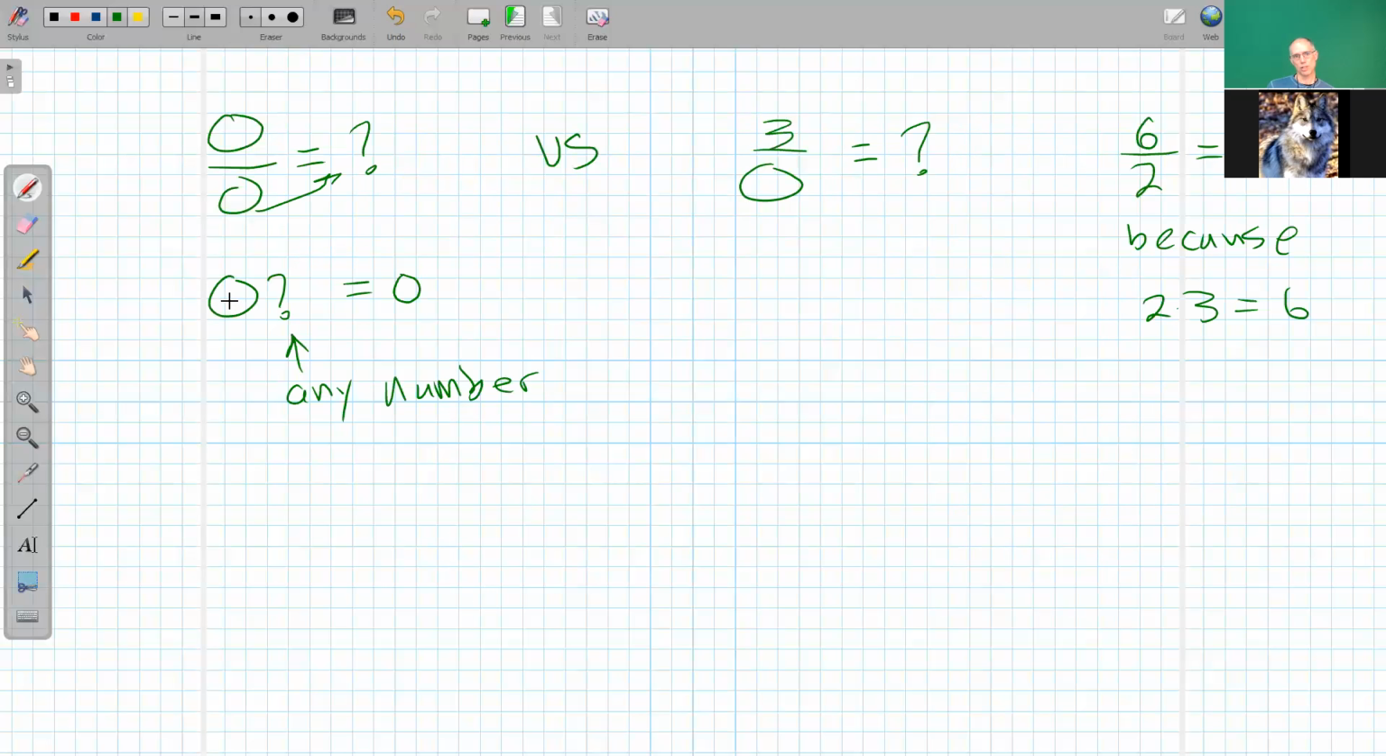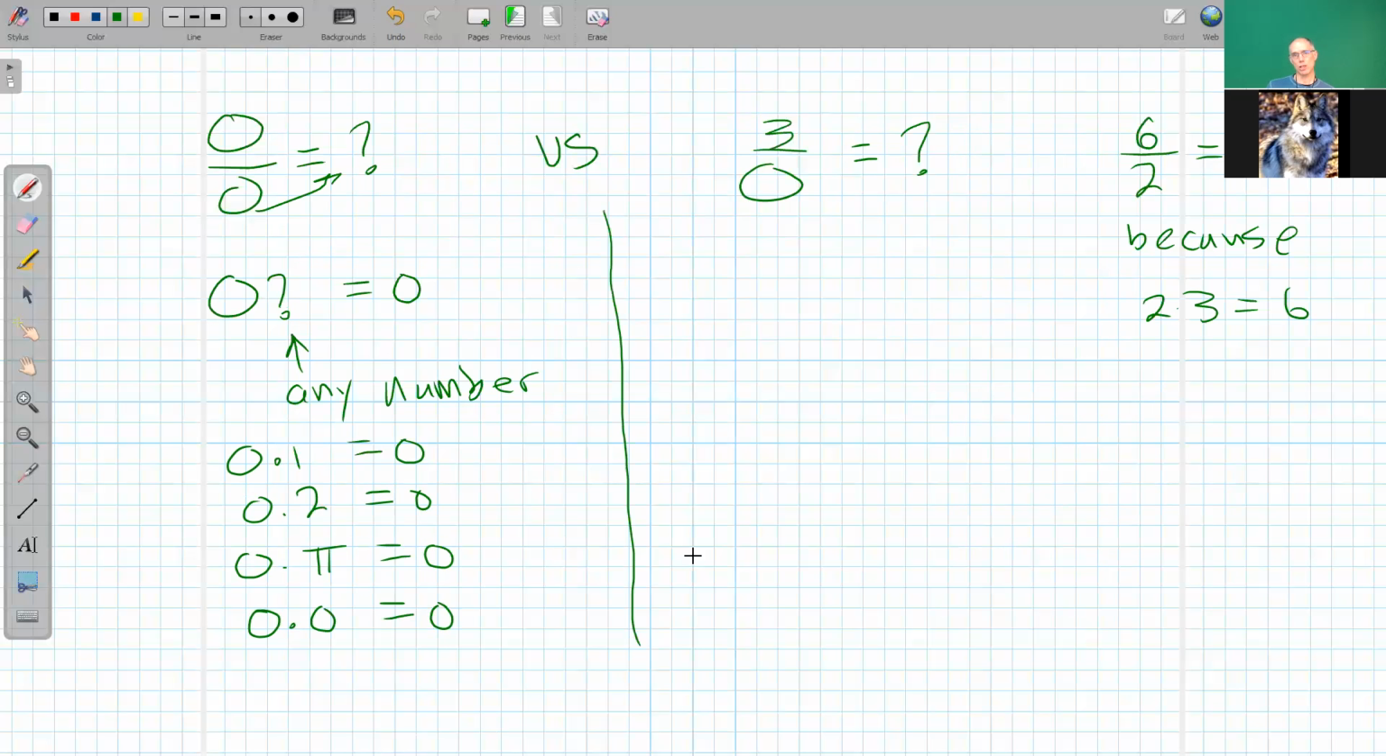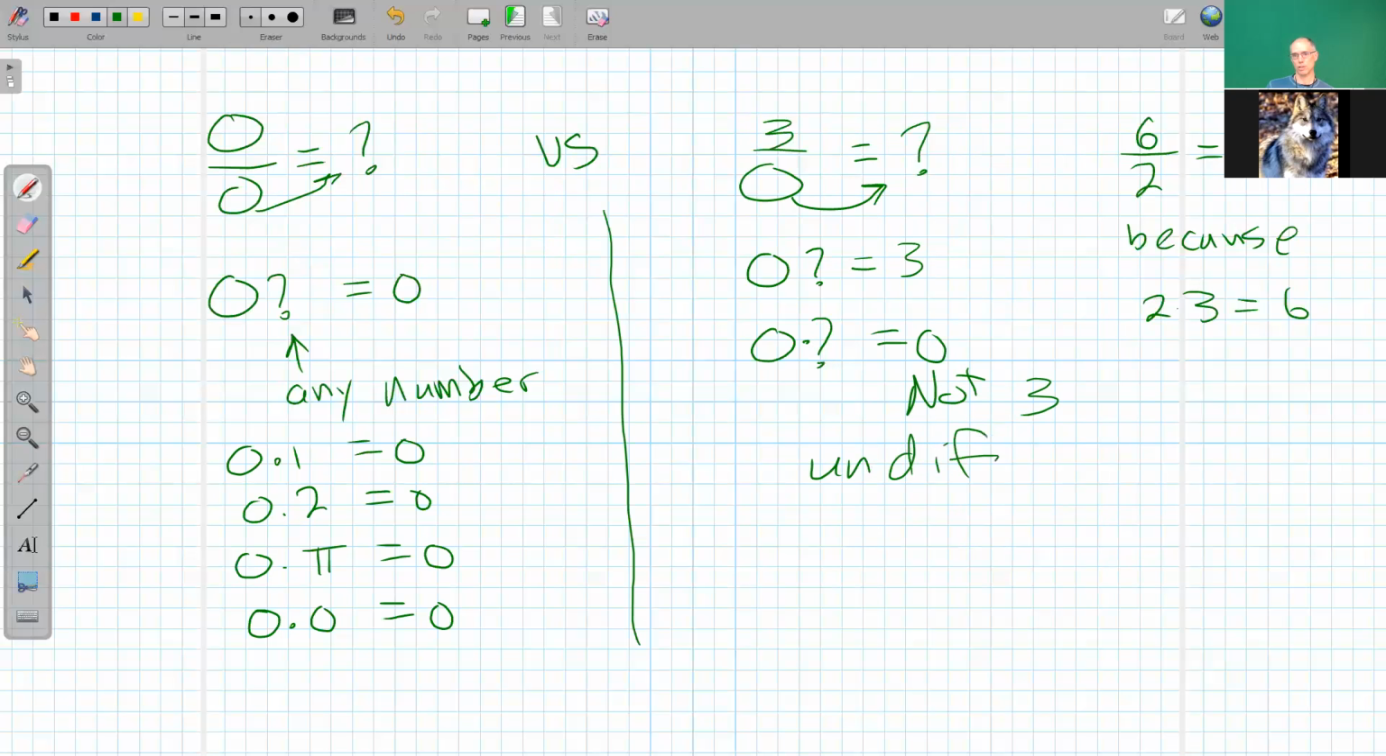Okay, so 0 times 1 is 0. 0 times 2 is 0. 0 times pi is 0. And that's a problem. Which is the better answer? I could even do 0 times 0 is 0. Over on this side, if I say 0 times what equals 3, I can't find a number to multiply to get 3 because anything times 0 is 0, not 3. So this one is called undefined because there is no such number that works here.